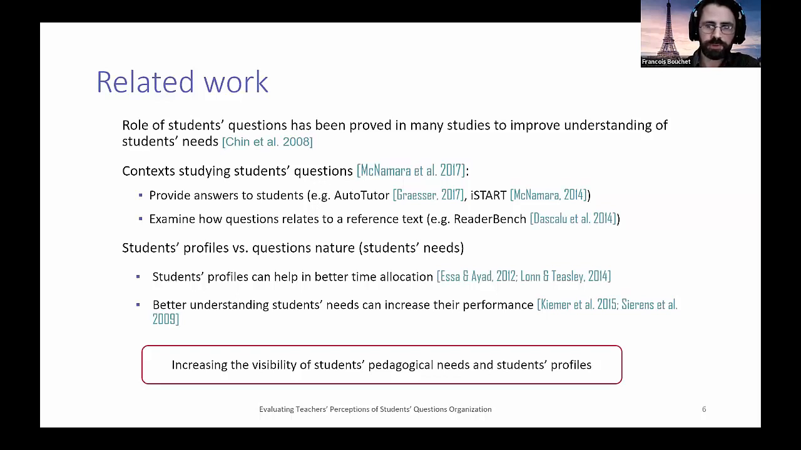Indeed, if we look at the literature, there are reasons to believe that both approaches can be valuable. There are several works that show that if I know better who my students are as a teacher, I will be able to better allocate my time and try to maximize the learning for everyone. On the other hand, there is another line of work that shows that if I know exactly what my student wants, for instance, if I understand what is really behind the question that is being asked to me, it can benefit the general learning performance of everyone.